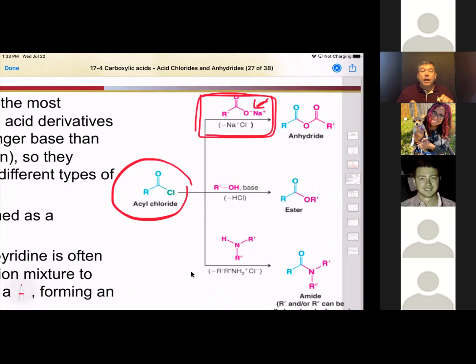Okay. The other thing that we can do is have an alcohol come in here, and the lone pair on the oxygen will act as our nucleophile, come in and displace the chloride, and that generates an ester, and we lose HCl in that reaction.